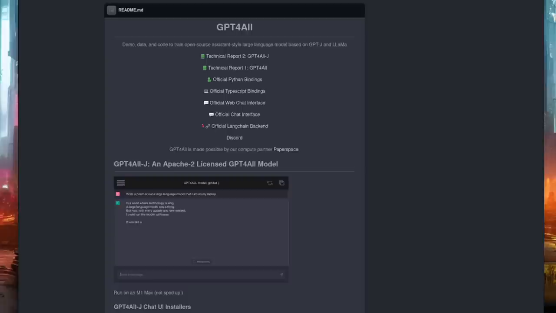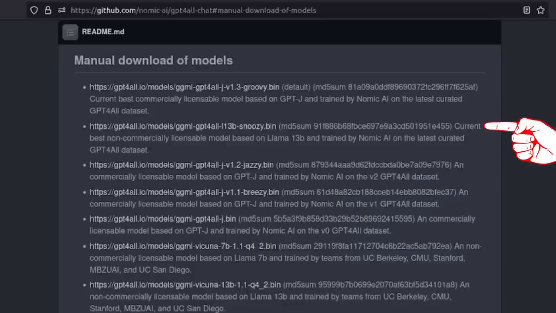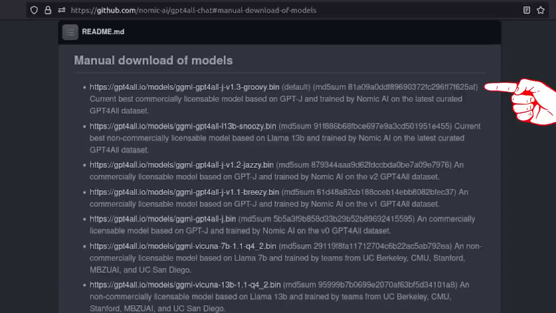Today I'm having a look at GPT4All and the very latest models they've got here, GPT4All-J and also GPT4All-13B Snoozy. As you can see here on this list of manual downloads, you've got the groovy bin at the top there. I'm actually going to be downloading them from Hugging Face, so not these particular links, but they do tell you a little bit about those models.